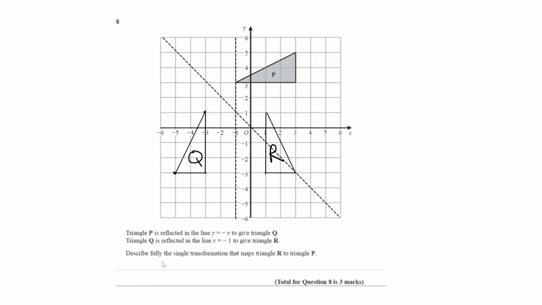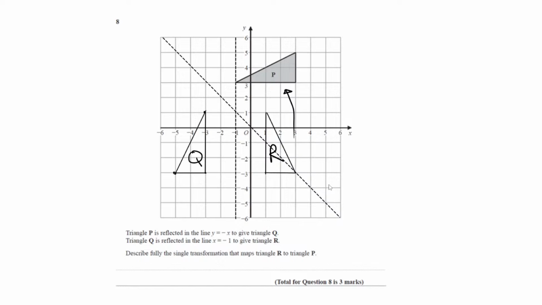So just have a quick read of this, because do double check which one they are referring to. It's from the single transformation that maps triangle R to P. So we're going backwards like this. How would I go from R to P? So obviously we're trying to figure out, is it a reflection? Is it an enlargement? Is it a rotation? Is it possibly a translation, like it's moved left or right, up and down?